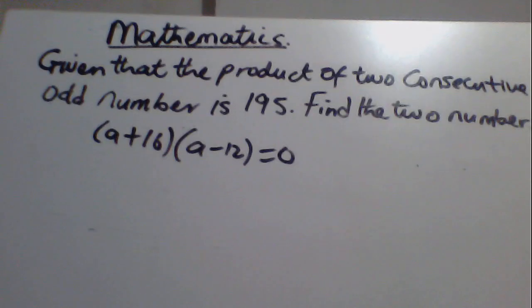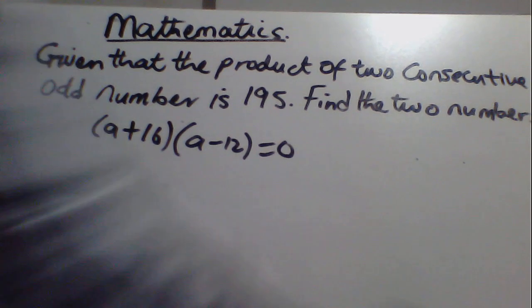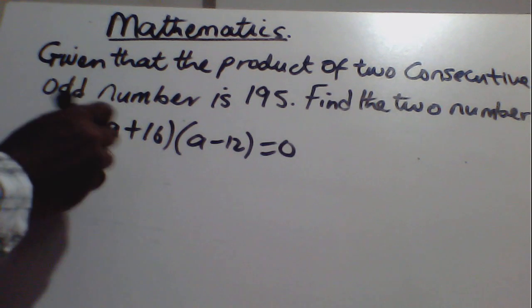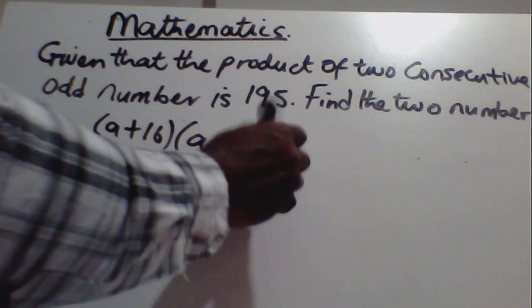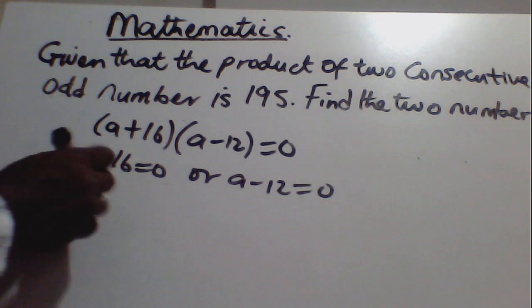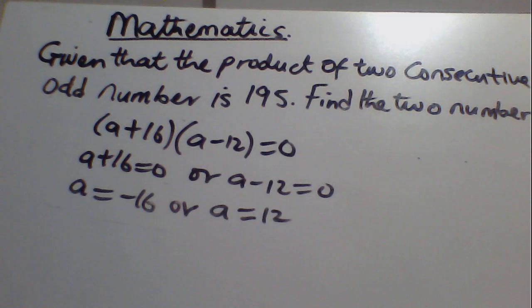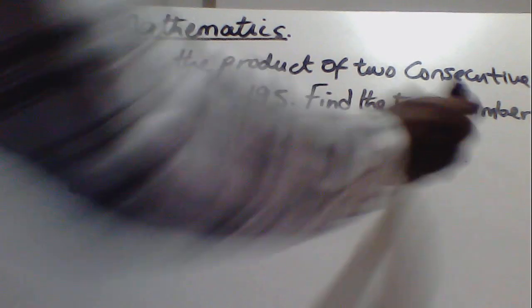The next thing is to equate each of the factors to 0 and then find the value of A. So in this case we have A plus 16 is equal to 0, or A minus 12 is equal to 0. So this gives us A equal to minus 16, or A equal to 12. But A is not the numbers, it is a common number to the two consecutive odd numbers. So we have A plus 1 and A plus 3 as the consecutive odd numbers.